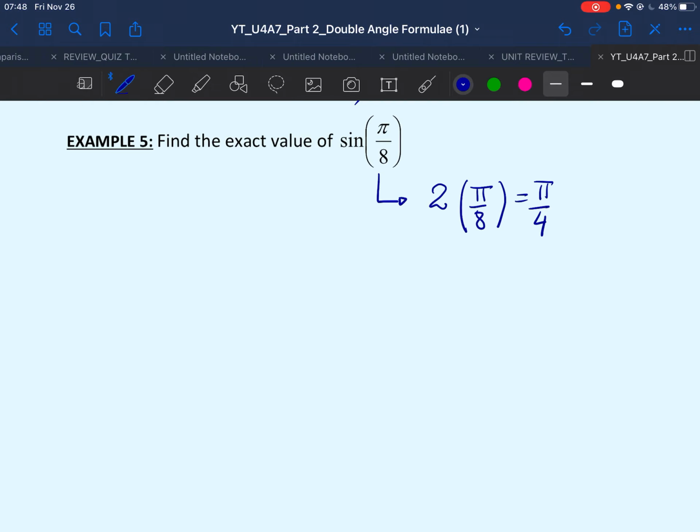So being a beginner at using the double angle formulas, what I'm going to do right now is write all the formulas that I know of that connect sine pi over 8 with the angle pi over 4. So I will write that sine pi over 4, which is double of pi over 8, equals 2 sine pi over 8 cos pi over 8.